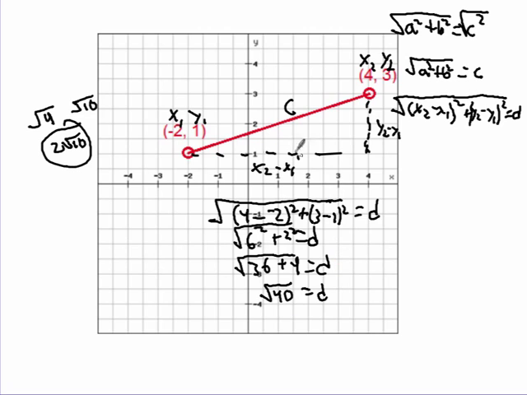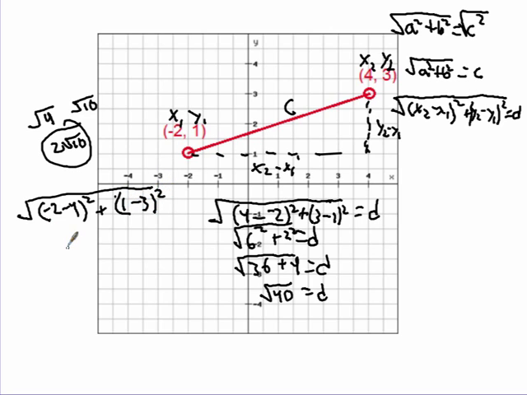So you can see that the distance formula is simply plugging the numbers in to our formula. Now, the nice thing about this is it doesn't really matter what you put in for x1 and x2. Another way we could have done this is, instead of 4 minus negative 2, I could have done negative 2 minus 4 squared plus 1 minus 3 squared.